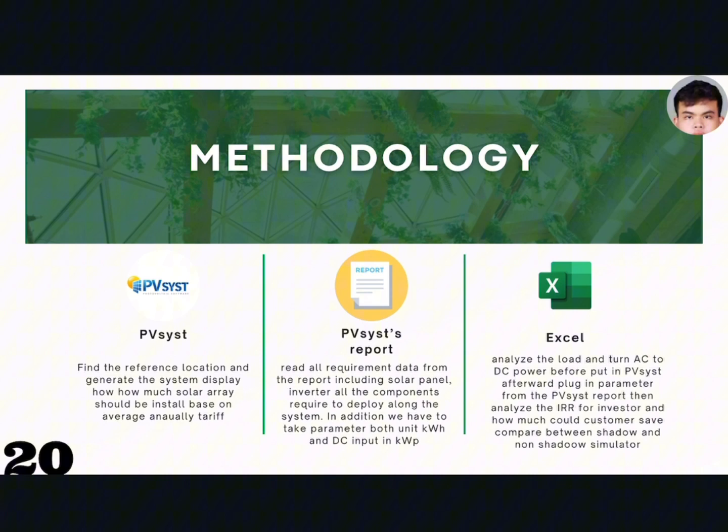Our methodology: first, find a reference location and generate the system. Display how much solar array should be installed based on the average annual tariff. Second, read all the requirement data from the report, including the solar panel, inverter, and all the components required to deploy the system. In addition, we have to take parameters both in unit kilowatt hour and DC input in kilowatt peak. And the last one, analyze the load and convert AC to DC power before putting it in PVsyst.